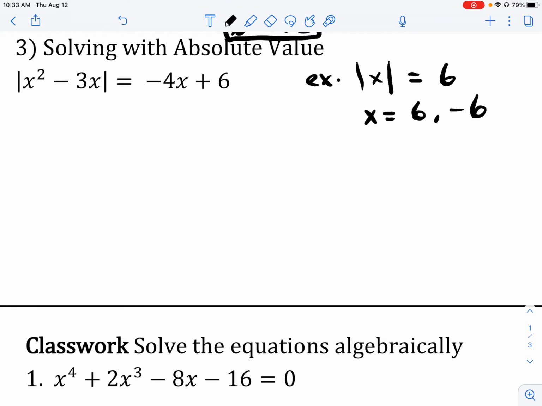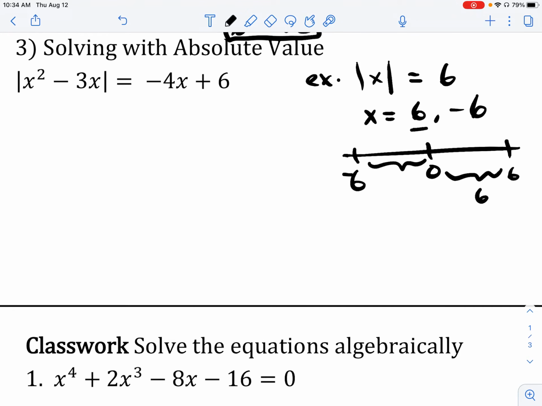Absolute value is simply your way of measuring the number's distance from 0. How many units away from 0 is that number? So when it says the absolute value of a number is 6, if we're saying, hey, positive 6 has a distance of 6 from 0, so does negative 6. So positive 6 has a distance of 6 from 0, and so does negative 6.